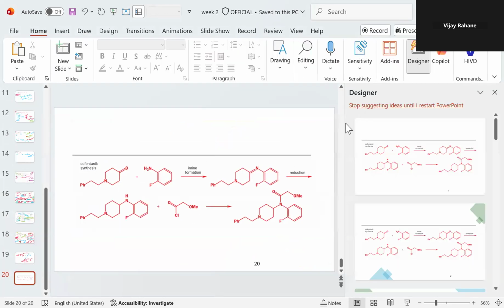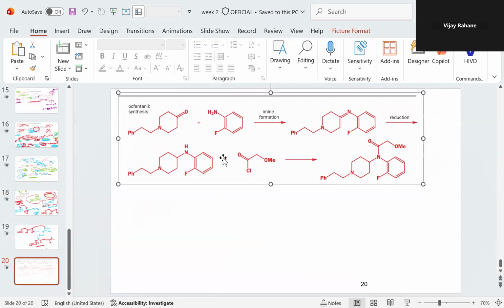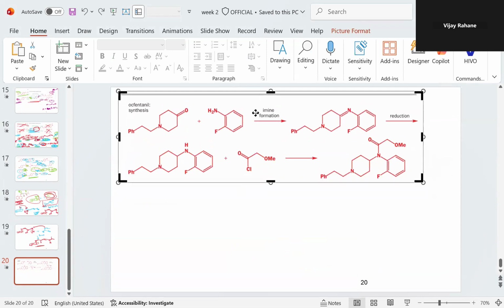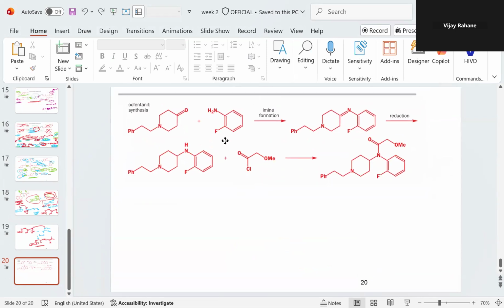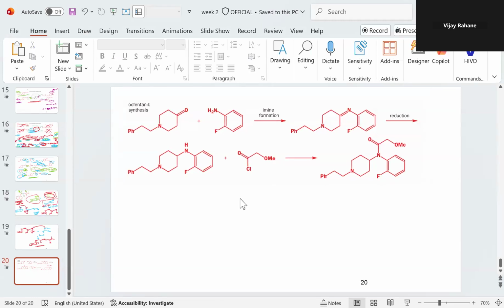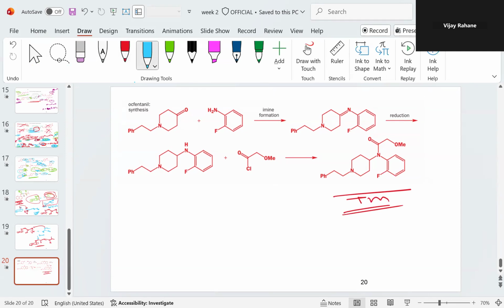So let's say this is one of the forward syntheses. In this case, this is the target molecule, and the forward synthesis I will show here. So this is the forward synthesis.